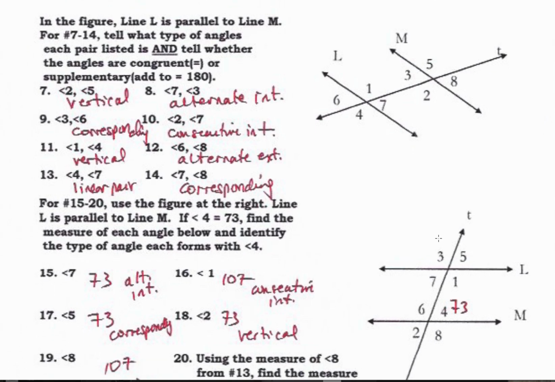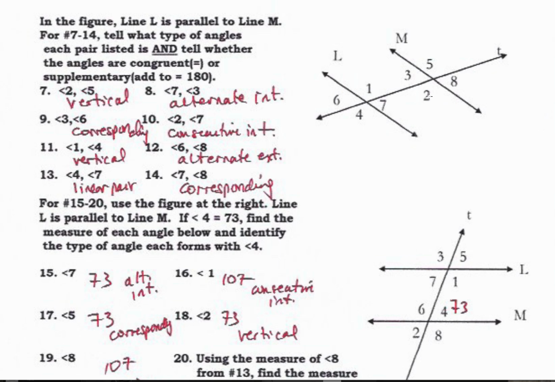Tell what relationship we've got here. So 2 and 5, they're vertical, so they're equal. 3 and 7, they're inside and they're changing sides of the transversal, so they're alternate interior, they're equal. Corresponding, land on top, drag and drop. So 3 and 6 would land on top of each other, so they are corresponding and they are congruent or equal.